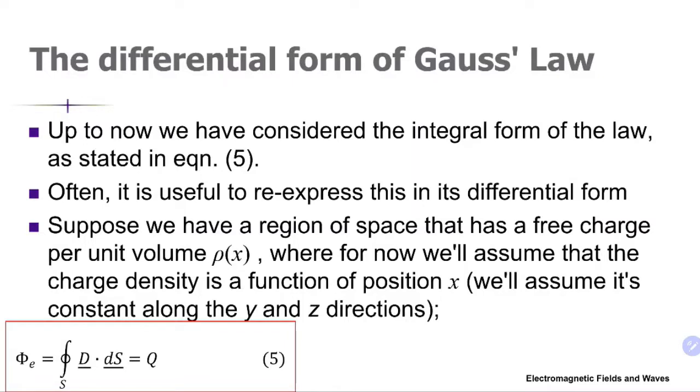The next bit is the differential form of Gauss's law. So previously we talked about Gauss's law, which is my equation 5, in the integral form. So the closed integral of D dot dS is equal to the charge enclosed in my Gaussian surface.